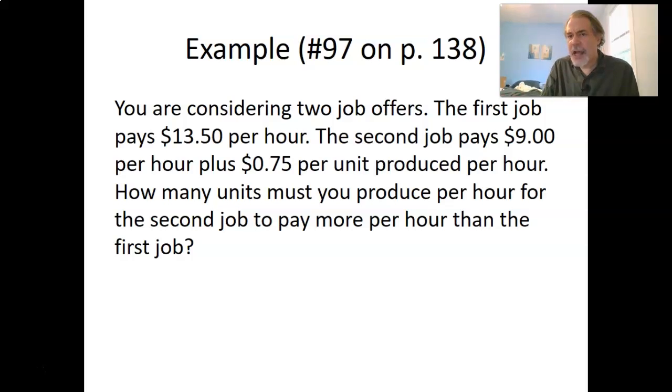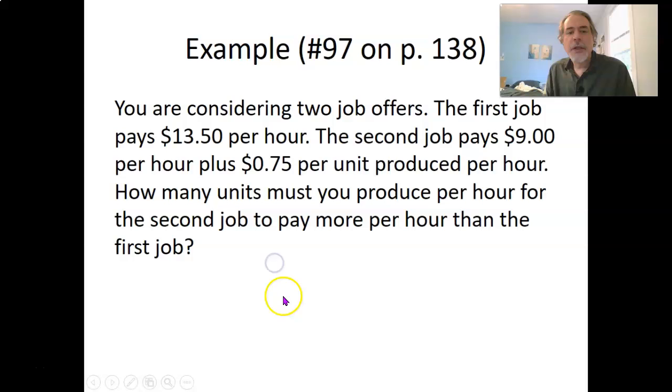Obviously, if you're a lazy slob and never do any work or produce any units, you'd rather take the first job, because then you get $13.50 an hour no matter how much work you do. But if you're really productive, you'd rather get paid per unit, and then the second job might be better. But how many units must you produce each hour in order for that to be true?